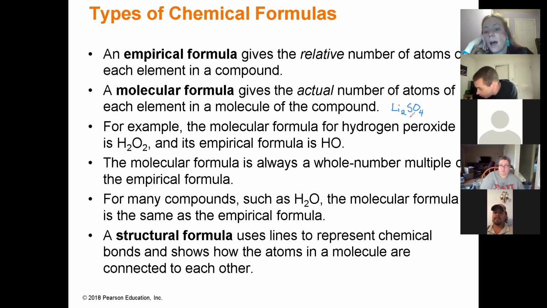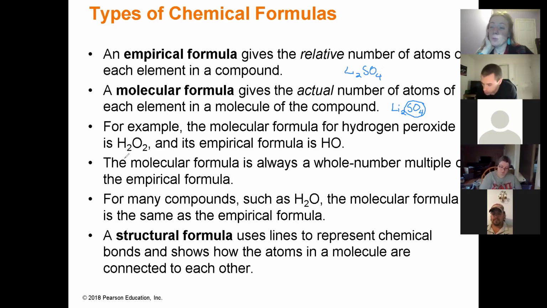Okay, so the molecular formula for lithium sulfate is Li2SO4. So I can't reduce that down because this is a packet. Okay, that has to stay intact to be sulfate. So I can't reduce that down. So the empirical formula is also Li2SO4. Now, one that has a different molecular and empirical formula, hydrogen peroxide.